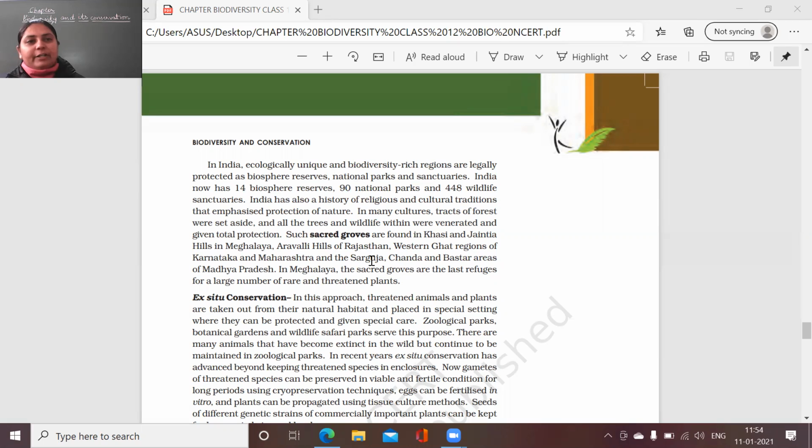So such type of sacred groves, they are also those areas जहाँ पे बहुत ज्यादा नंबर में biodiversity present है. So in India, such many sacred groves are found in Khasi and Jaintia hills in Meghalaya, Aravalli hills of Rajasthan and Western Ghats of Karnataka and Maharashtra, and Sarguja, Chanda and Bastar areas of Madhya Pradesh. So all of these sacred groves are actually pieces of land where numerous species of plants and animals are found, and they are biodiversity rich regions. And because of these sacred groves, so many species of plants and animals get protected.